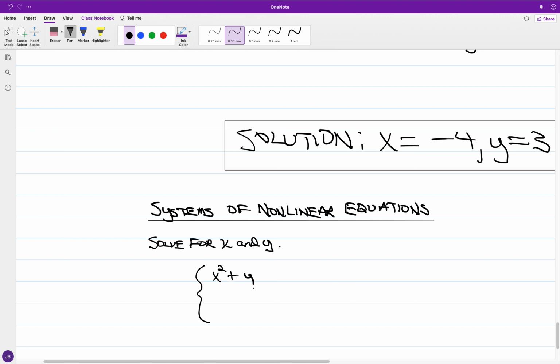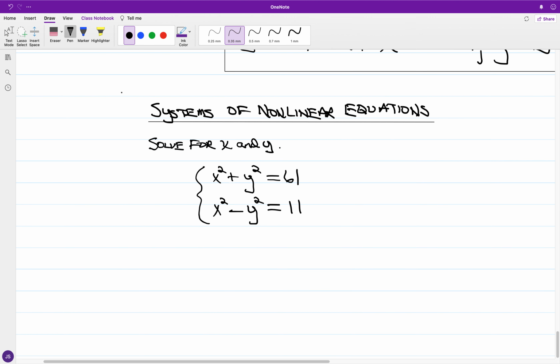if I have simultaneously that x squared plus y squared is equal to 61, and also for the same set of values x and y, not only will the sum of the squares be 61, but I can arrange it where the difference of the same squares will be 11. Okay, so I have x squared plus y squared is equal to 61, and also x squared minus y squared is equal to 11. If you notice, I already have additive inverses with positive and negative y squared, in this particular case.